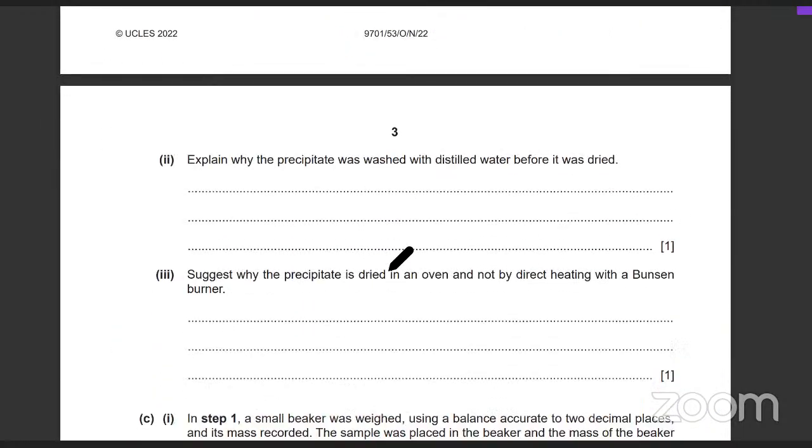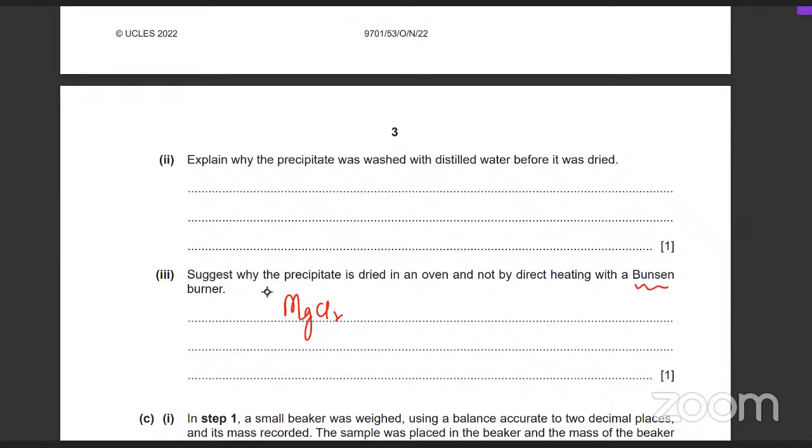Then suggest why the precipitate is dried in an oven and not by direct heating with a Bunsen burner. So the precipitate is MgCl2. Why are you not using a Bunsen burner? Crystallization ना हो जाए. Usually, when you're drying substances, you always avoid strong heating.